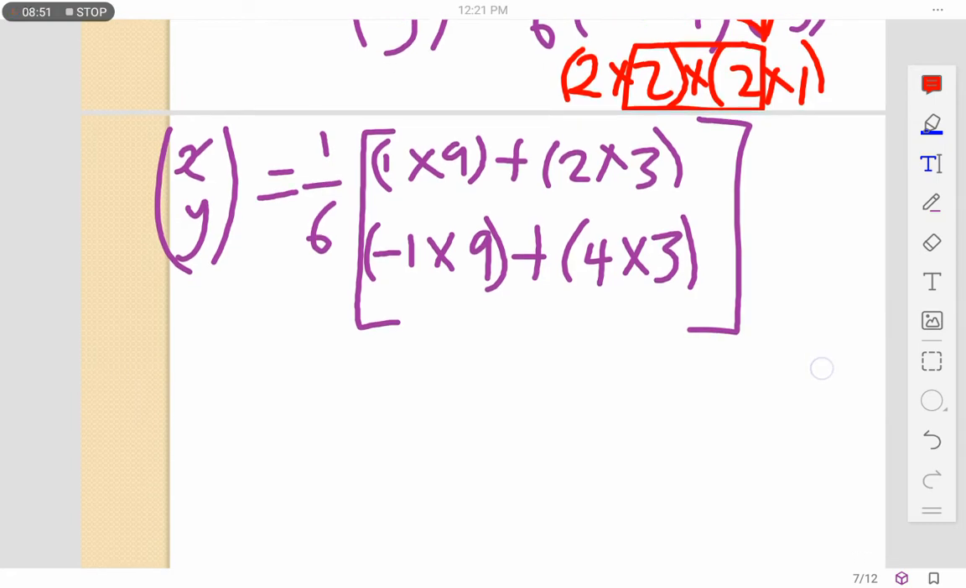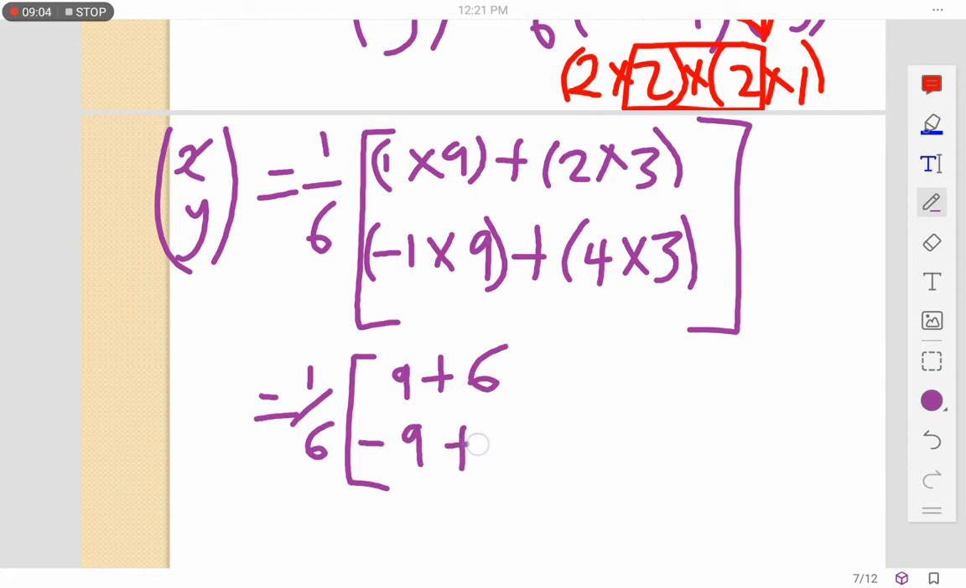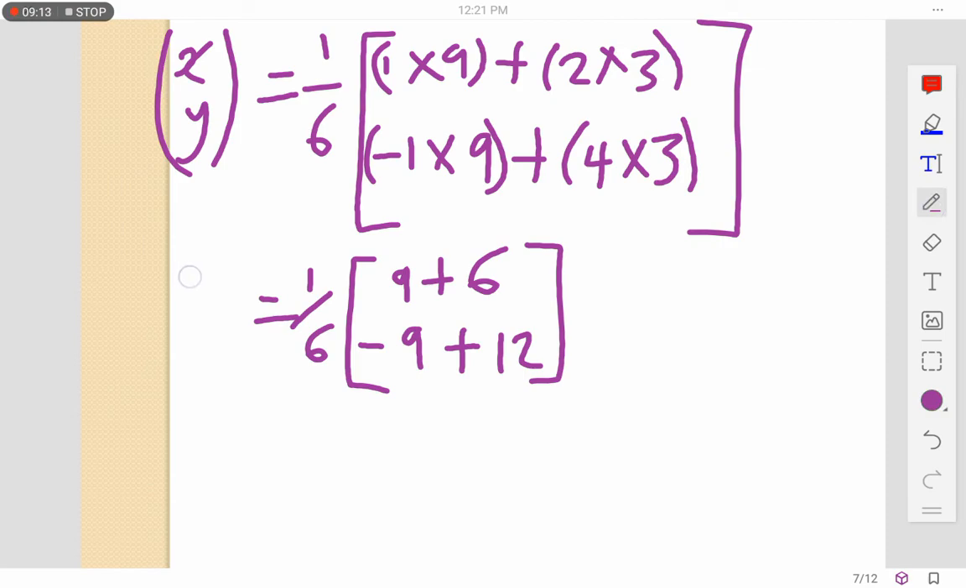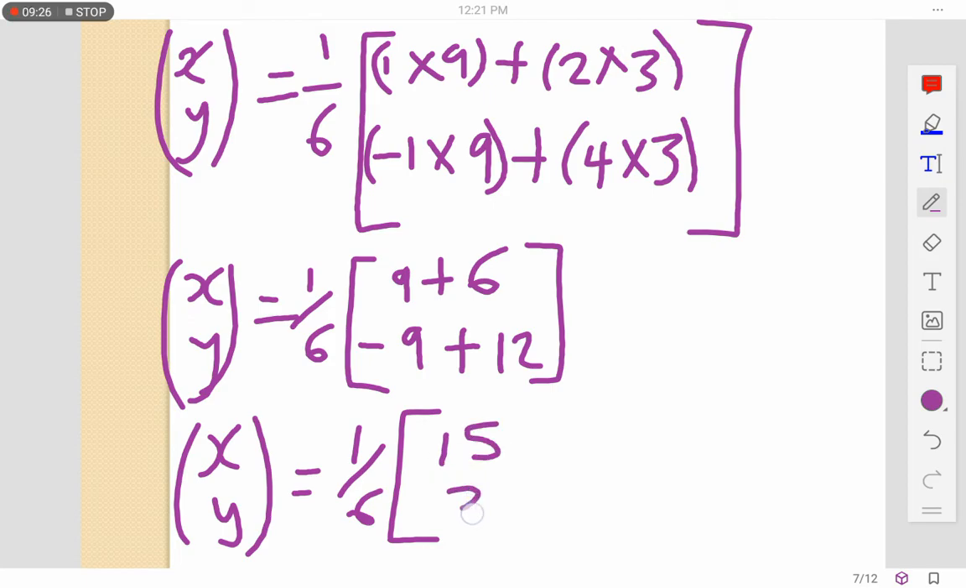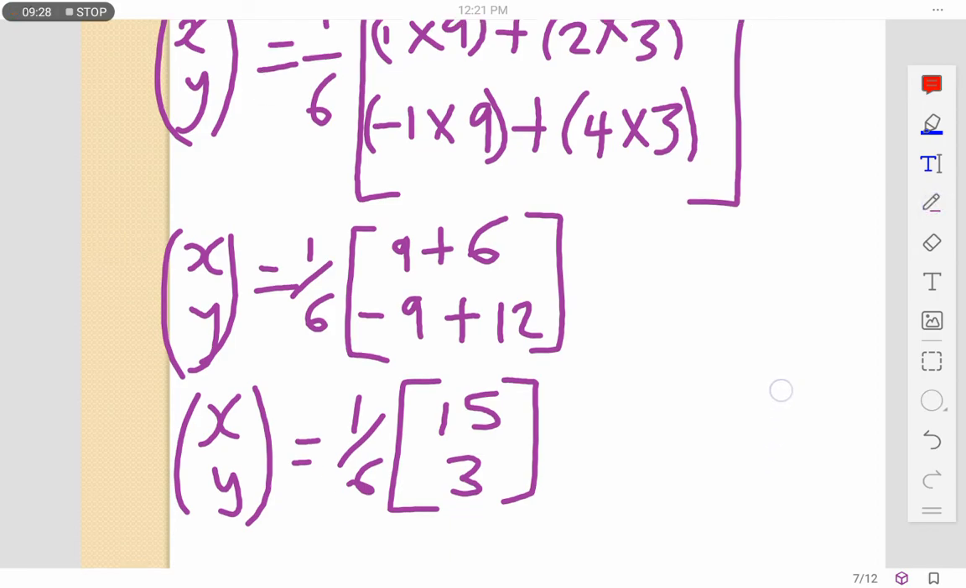Let's solve that. I'll get 1 over 6 times, 1 times 9, I get 9, plus 2 times 3, I get 6. On the bottom, I've got minus 9 plus 12. Okay, then solving that, let's not forget our x, y there. Solving that, I'll get 1 over 6 times 15 here. Then on the bottom, I've got 3. Okay, so that's what I have there.